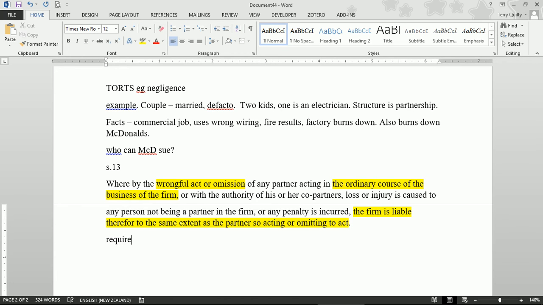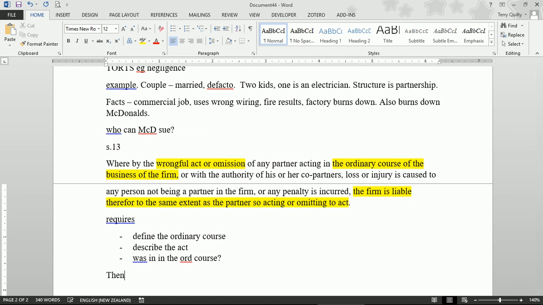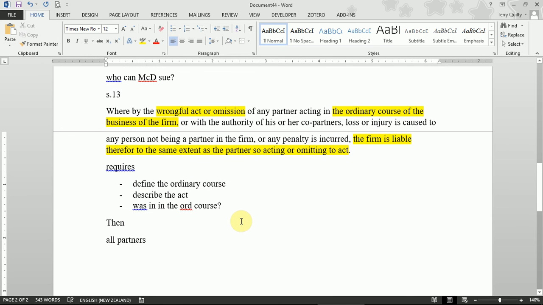Requires define the ordinary course. It's electrical. Describe the act. Act or omission. Was it in the ordinary course? Now, if the answer to that's yes, liable. Then all partners are liable as though they carried out the negligence.